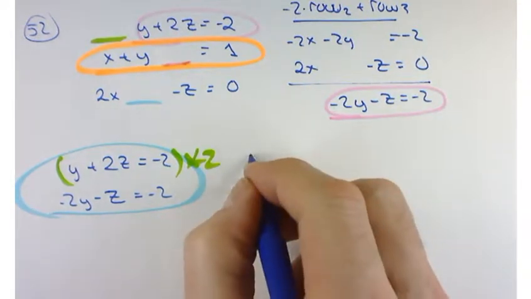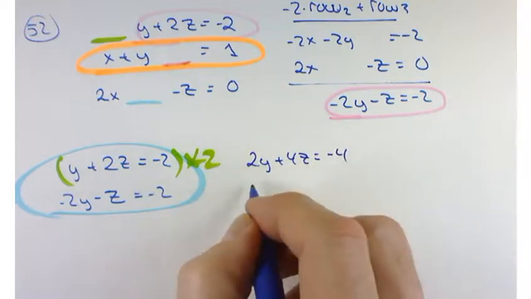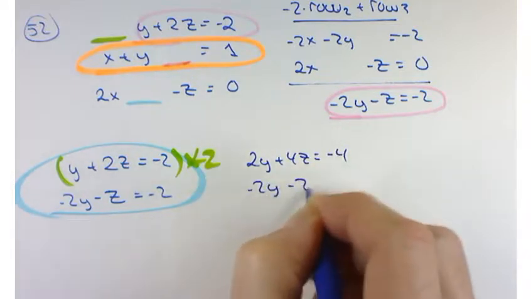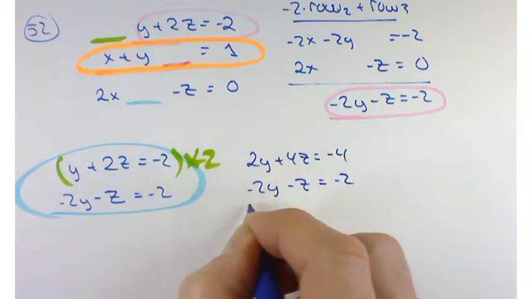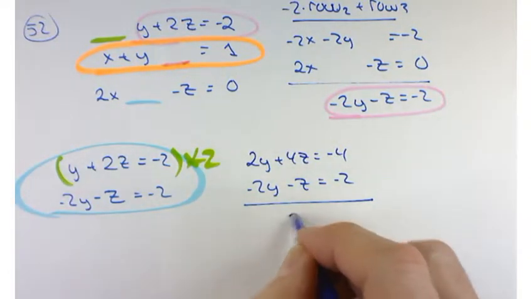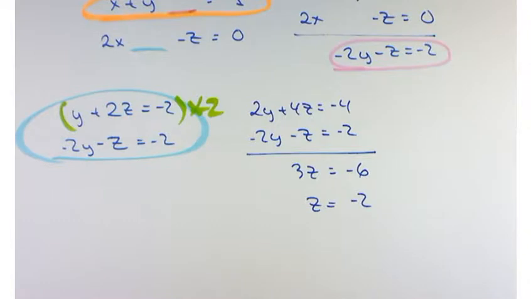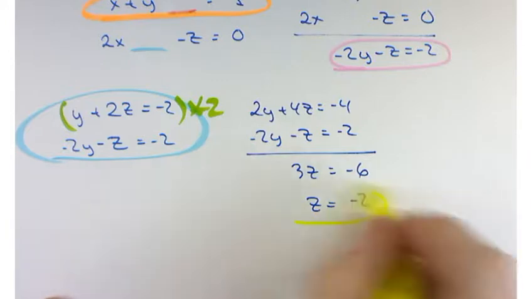So we end up with 2y plus 4z equals -4. Minus 2y minus z equals -2. Add those two things together. I get 3z equals -6. So z equals -2. Yay. Great. z equals -2 is one of our solutions. So let's circle that there.